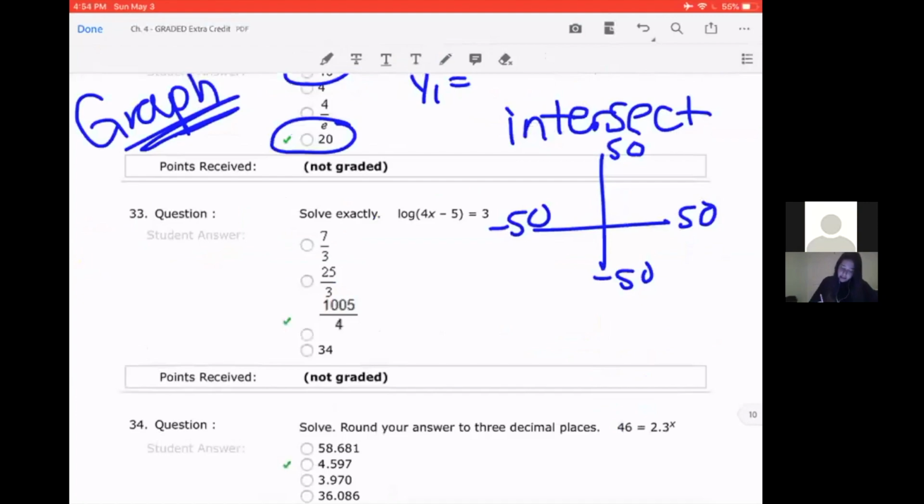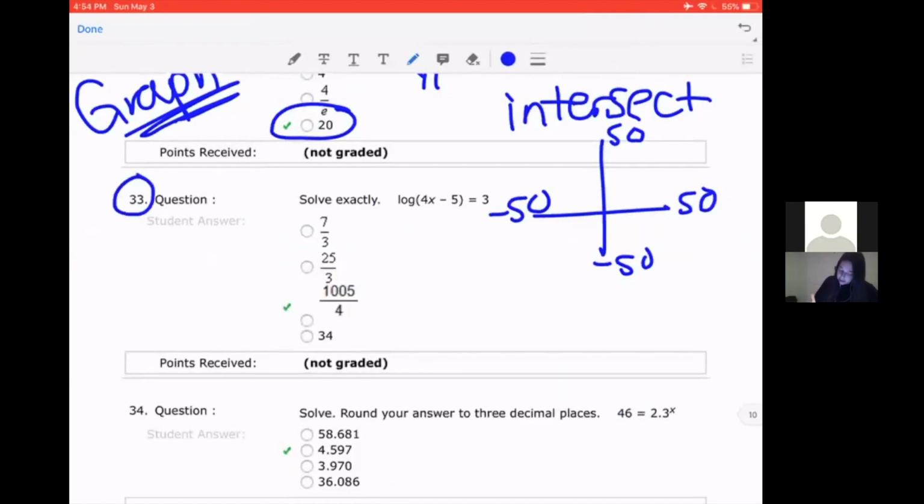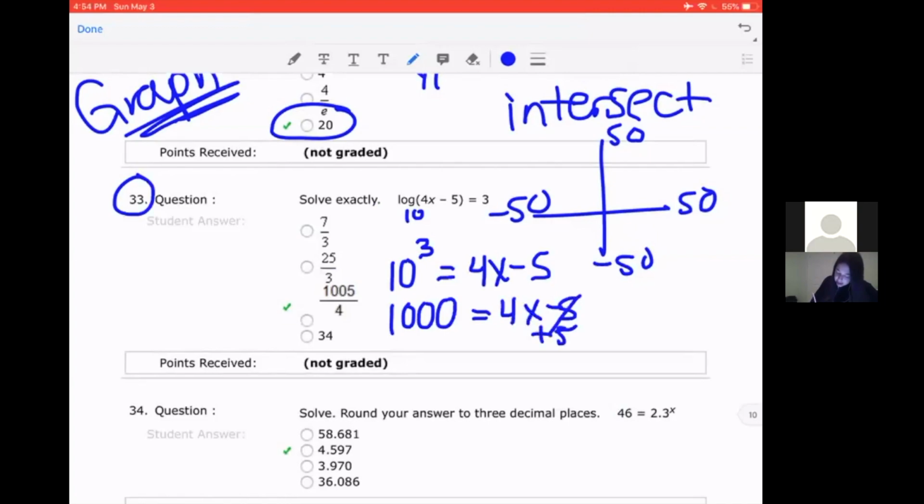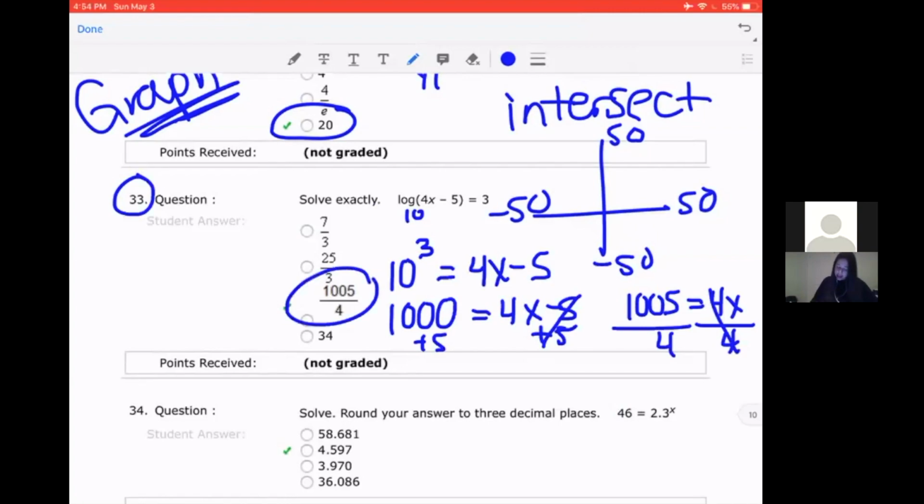Down here for number 33, all right, this one's pretty simple to solve algebraically. If my base is 10, I would just put 10 to the third equals 4x minus 5. So we get 1,000 equals 4x minus 5, right? We add 5 to both sides. So now I have 1005 equals 4x. We divide by 4. And so that's how we get 1005 over 4 for the final answer.